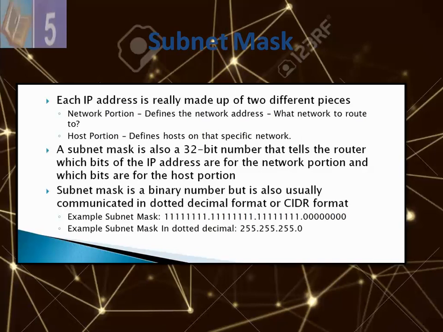Each subnet mask contains, as you can view on your screen, all bits on. All bits on means that this is all network. This is also a 32-bit address, and each octet contains 8 bits. This is the binary notation. In dotted decimal notation, if all bits are on, it means we have 255, the maximum number. This is the default subnet mask of this class of IP address.